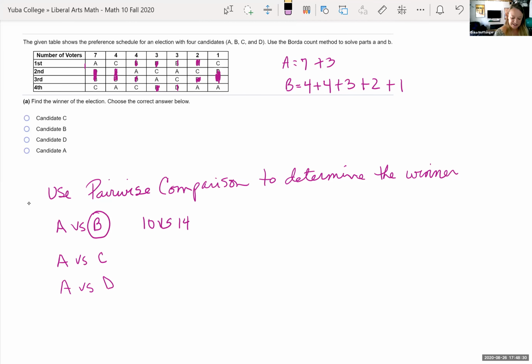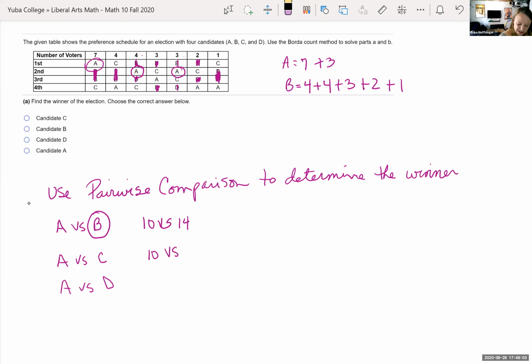Okay, so A versus C. So here, I'm just going to circle where A wins. So they won here, they won here, they won here. And that's the only time they ranked higher than C. So if we count how many votes they ranked higher than C, we have 7 plus 4 plus 3, that's 10.